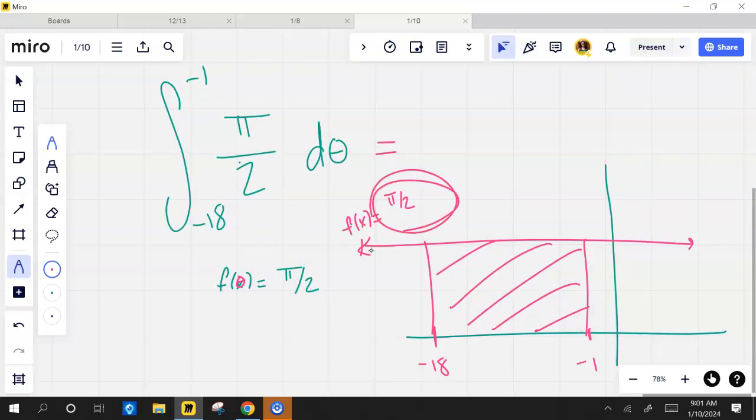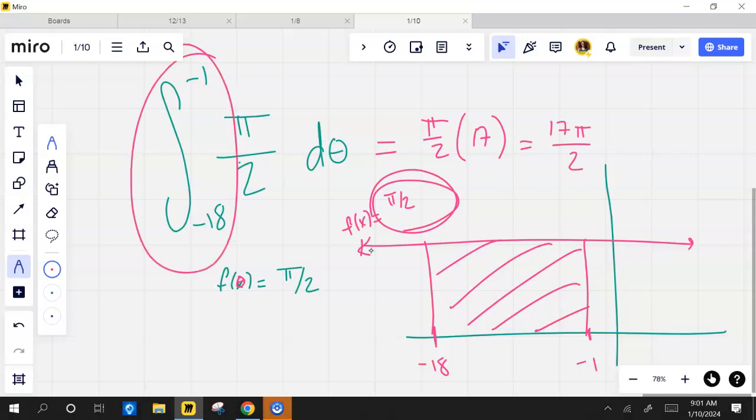What's the height? It's always pi over 2. So it's going to be pi over 2 times 17. Should it be negative? No. Why? How do I know? It's area. Okay, but because of this, it could be negative also, but it's above the x-axis, which is why. If it was below the x-axis, it would be. If I said, what's the area, then you would make it positive. But I just said, tell me what the integral equals.